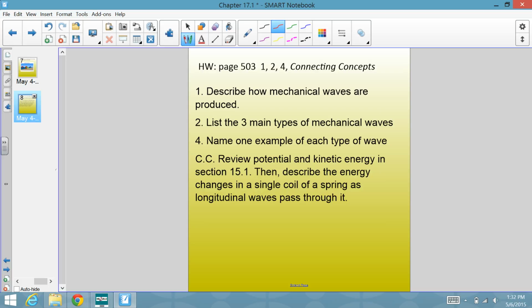So here are your homework questions, page 503, questions 1, 2, 4, and connecting concepts. Please finish these up and have them ready to turn in tomorrow.